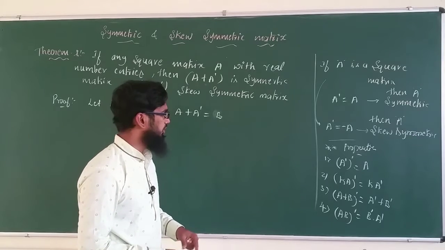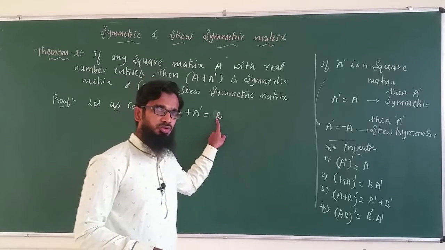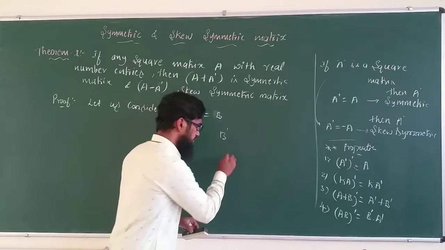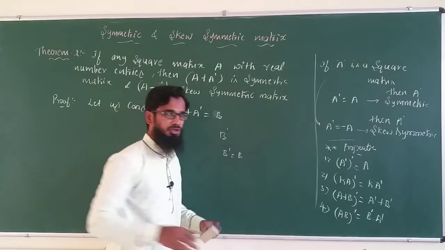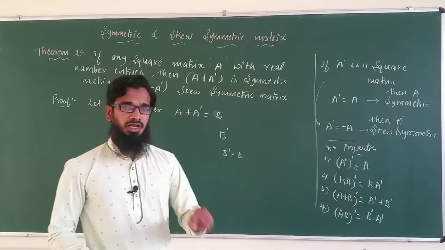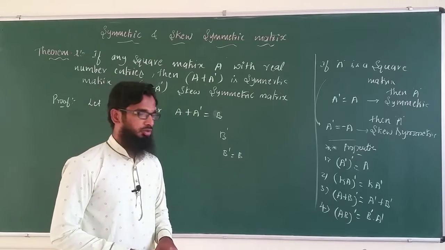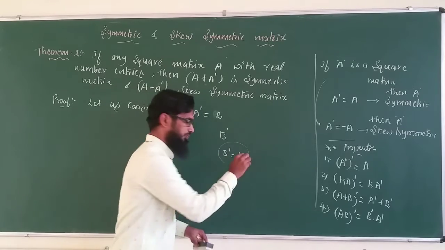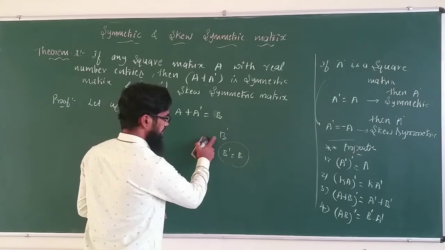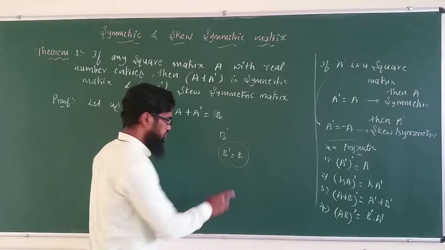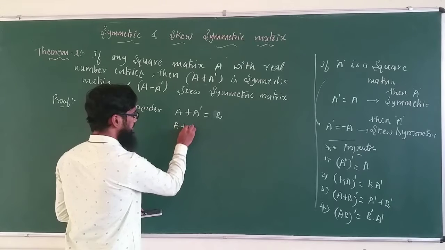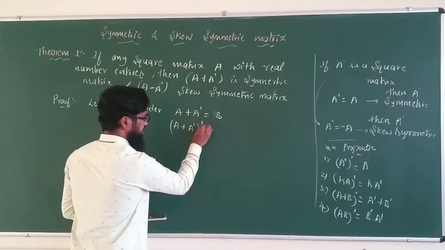So I will find the transpose of this B and compare: if B transpose is equal to B, then the given matrix B, which is A plus A dash, is called a symmetric matrix. I have to prove this condition according to the definition. So B we have taken, and I have to find its transpose. Now I'll take the transpose on both sides, so this becomes A plus A transpose whole transpose is equal to B transpose.